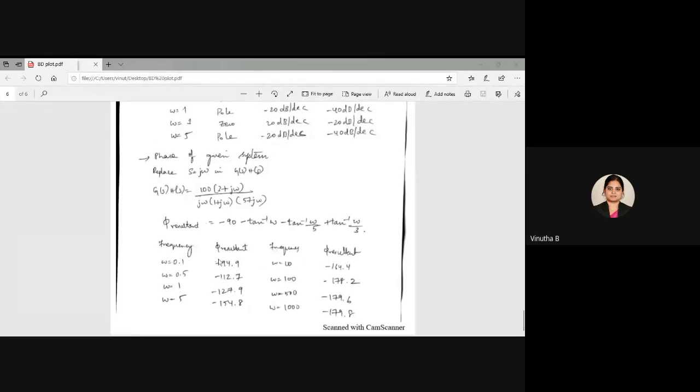Then again make a table, frequency versus the resultant phase angle. Okay. So at omega equal to 0.1, you will get the answer as minus 94.9. So like that at some intervals: 0.1, 0.5, 1, 5, 10, 100, 500 up to 1000, you just do the angles. So once you get these angles, now is the part where we have to look into how to plot the Bode plot. So I will just share one more screen.